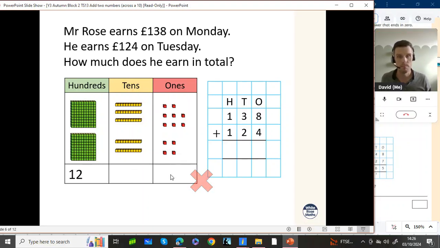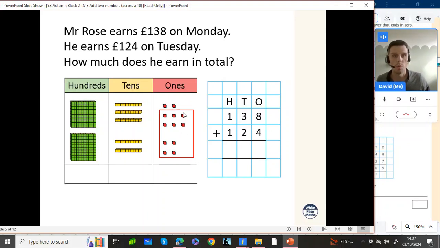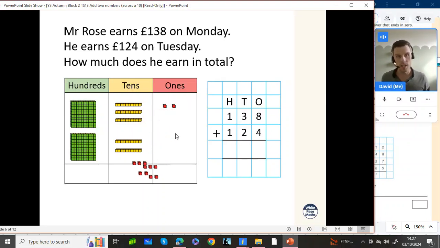Okay. Well, let's have a think. We're going to partition these numbers. So we're going to take 10 of these ones and we're going to exchange it for 1 10. And this is where we carry forward. And what we mean by carry forward is we carry 10 from one column to the next one on the left. So in this case, we've carried 10 ones over from the ones column into the tens column.